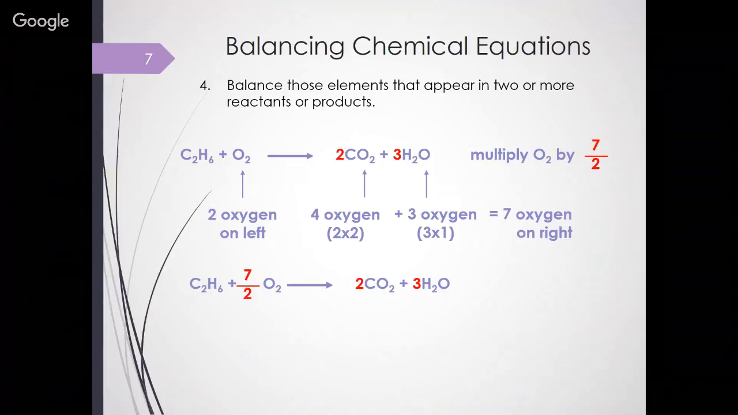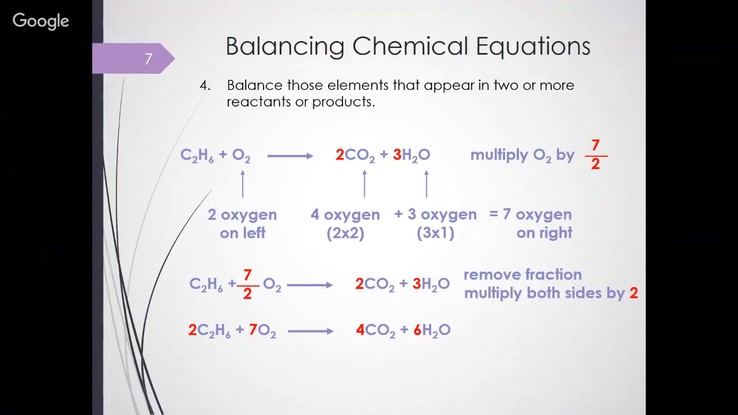Now, because we can't have half of a molecule, we have to make sure that we have whole numbers by multiplying everything through by 2. So what you do to one side, you have to do to the other. And now we have 2C2H6 plus 7O2 yields 4CO2 plus 6H2O.